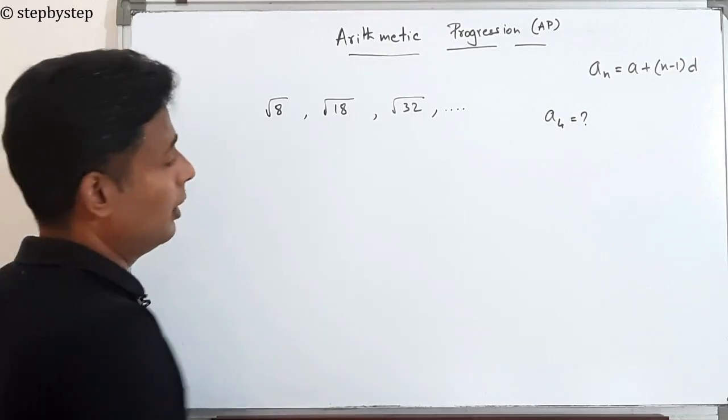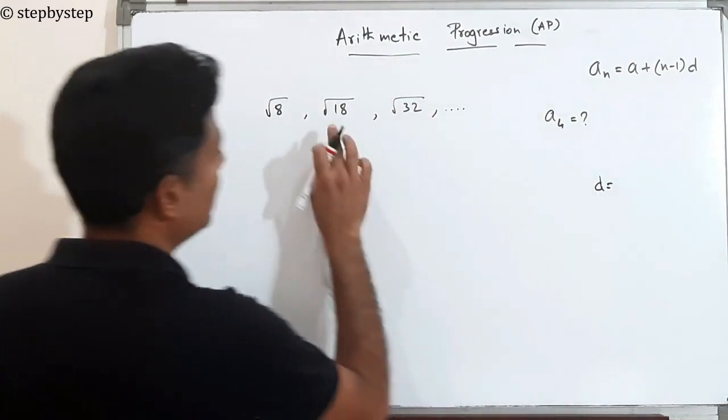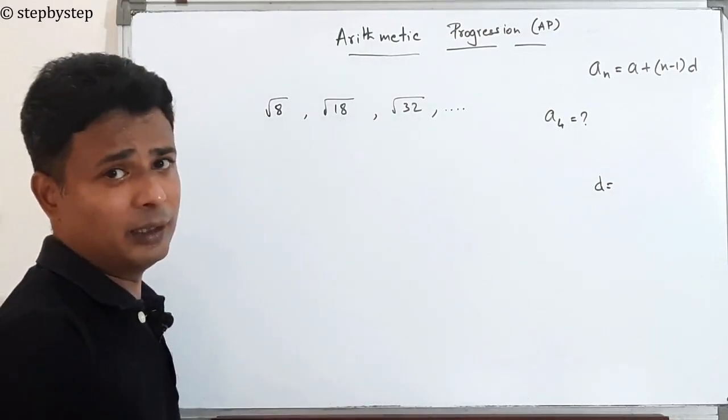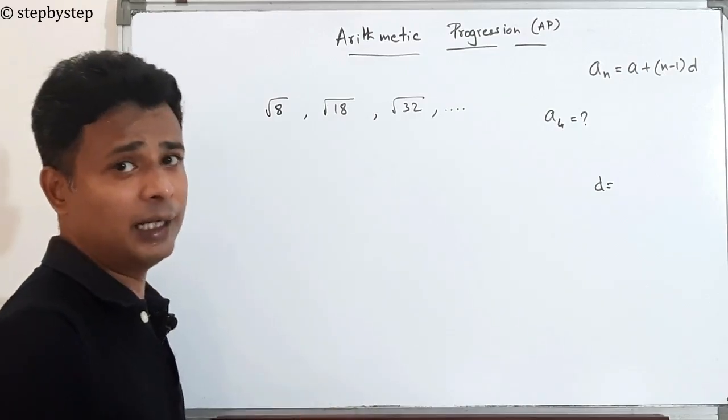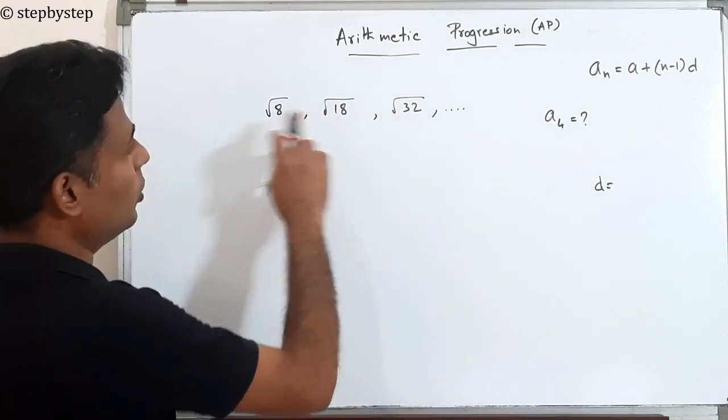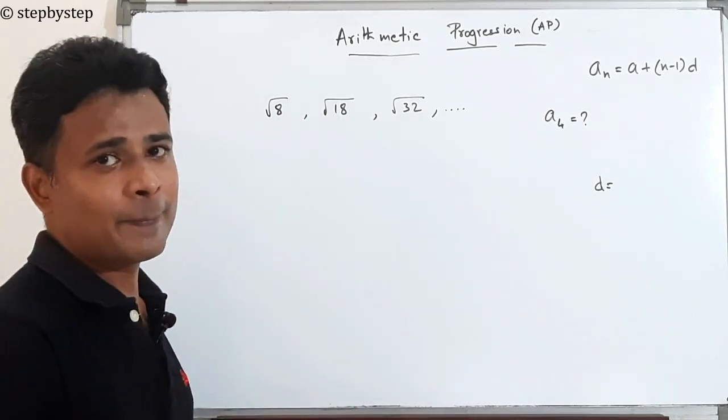So we have to find D. How do we find D? This term minus this term, or this term minus this term. You can use any two terms and find D. They just have to be consecutive terms. So now, can you do root 18 minus root 8?